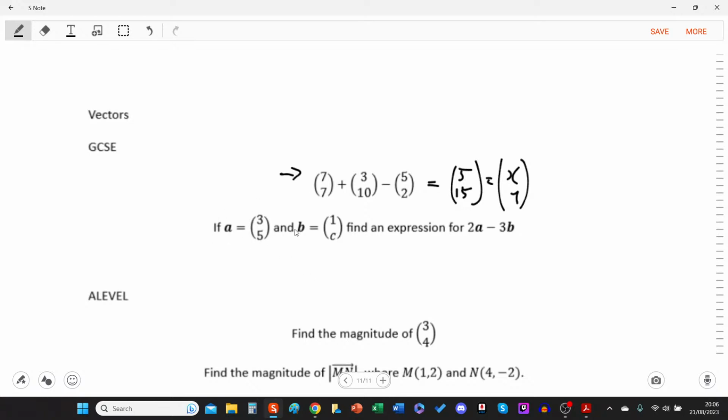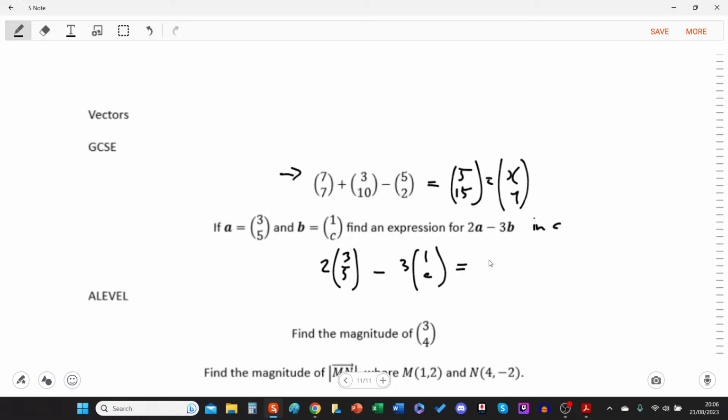And if you want to multiply one of these vectors, then it gets multiplied. So find an expression for 2a minus 3b. Let's call it in C. So 2 lots of 3, 5. Subtract 3 lots of 1c.